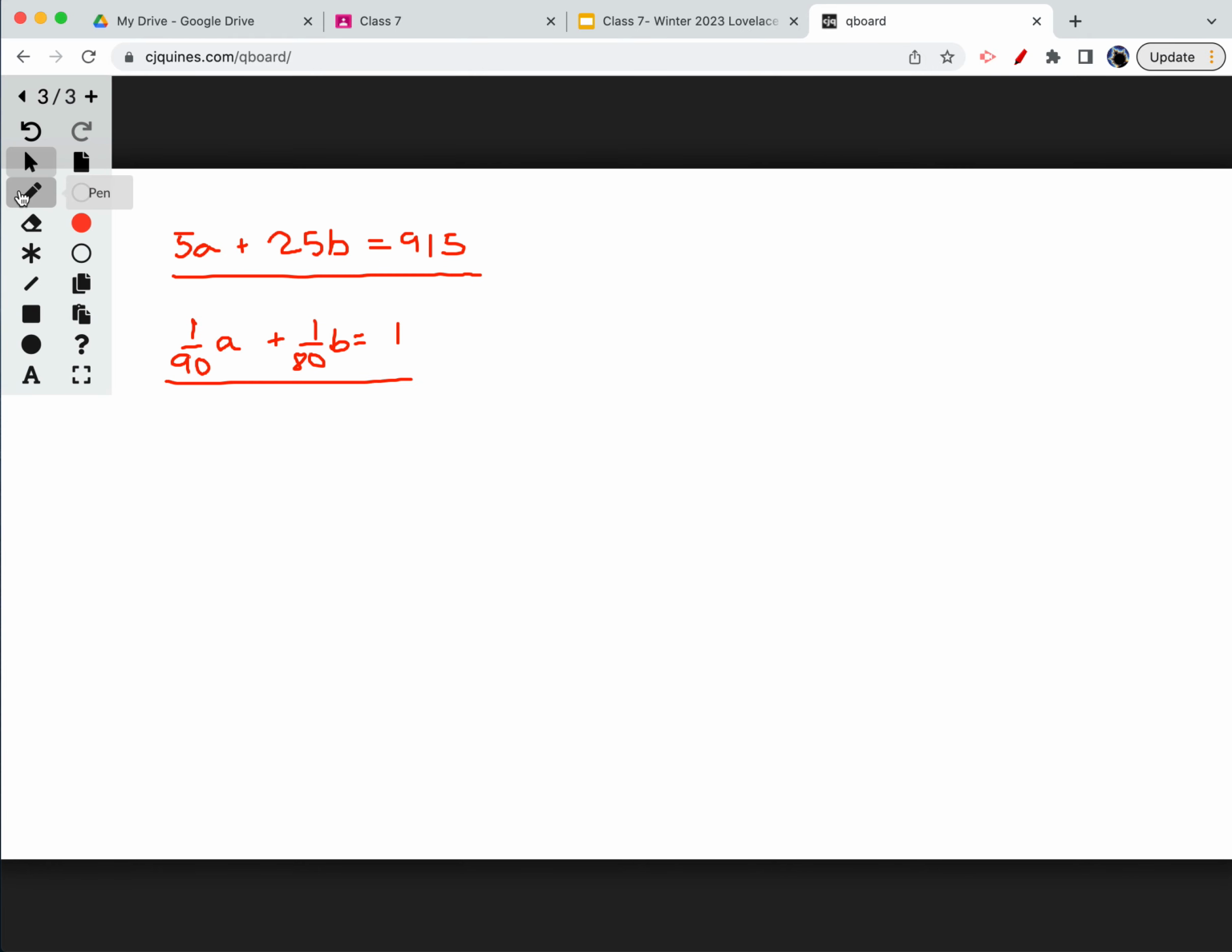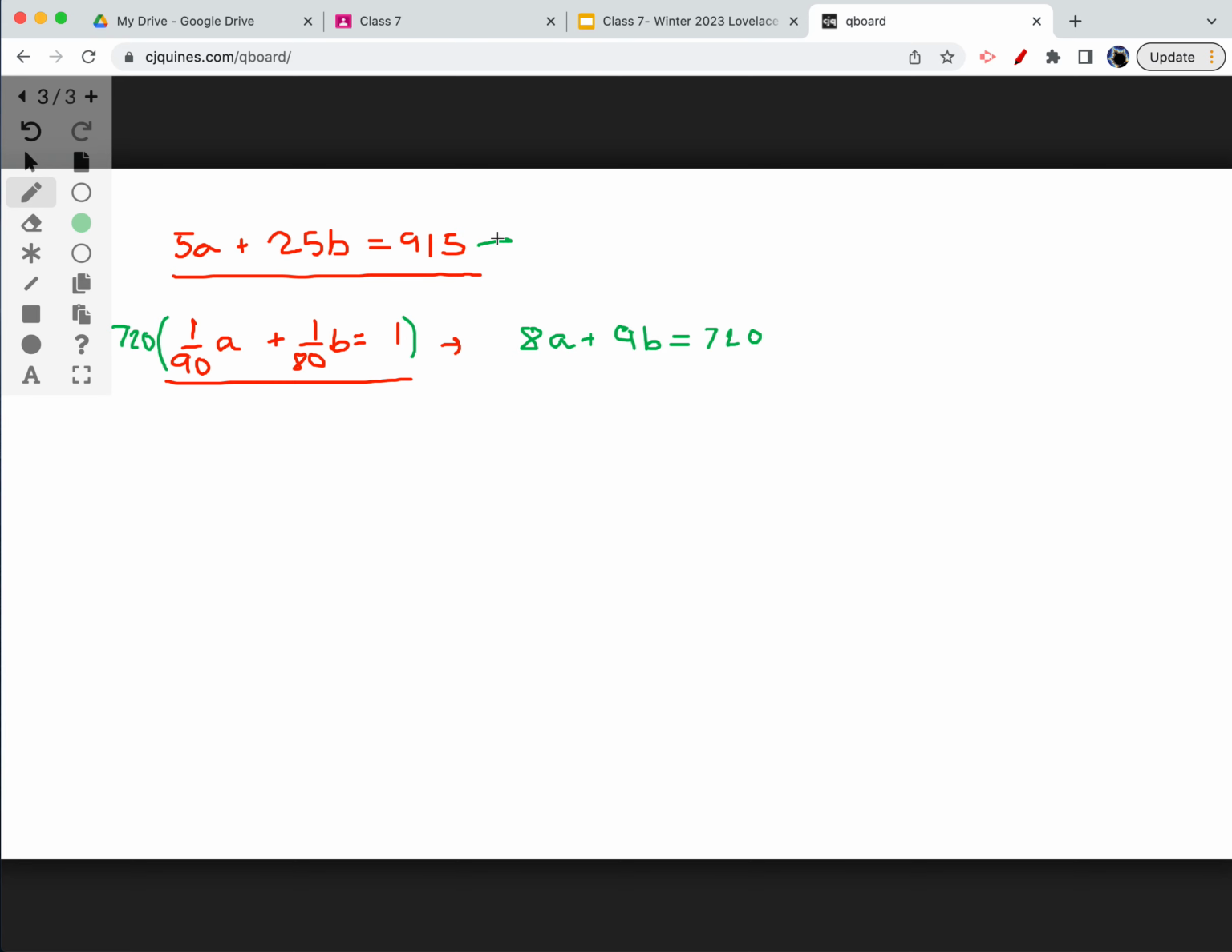Okay, so first thing we should do is get rid of the fractions in this second equation. So what we can do is just multiply the whole thing by 720. Yeah, that might be right. I don't have the answer on me right now, but I'm pretty sure that's right. So if we multiply the whole thing by 720, we get 8A plus 9B is equal to 720.